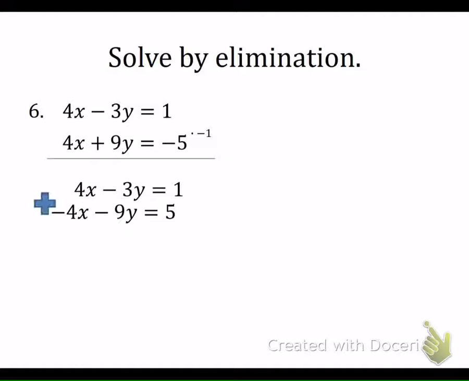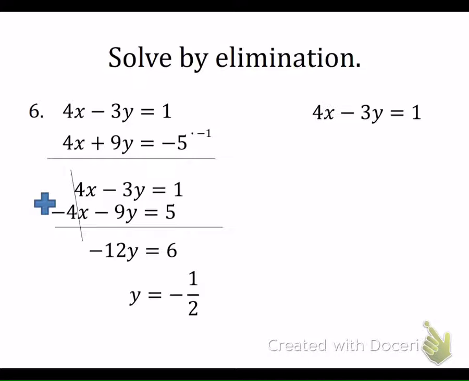All right, let's go ahead and add these. What happens to the x's? They're gone. What is negative 3y plus negative 9y? Negative 12y. Yeah, you guys are getting real excited. Bless you. Now what? Divide both sides by negative 12. 6 divided by negative 12 is negative 1/2. Negative half. All right, plug that back in.